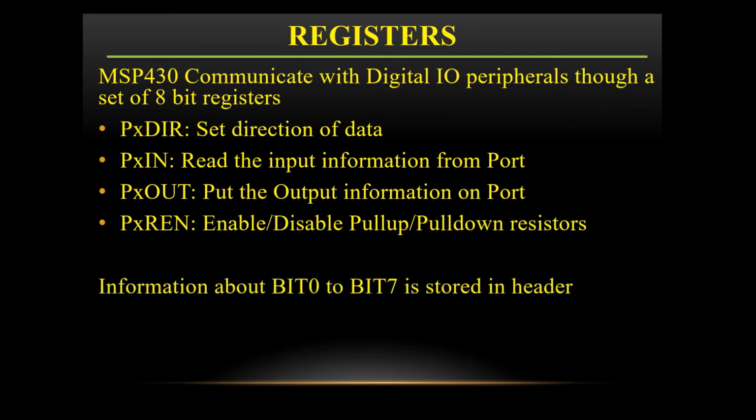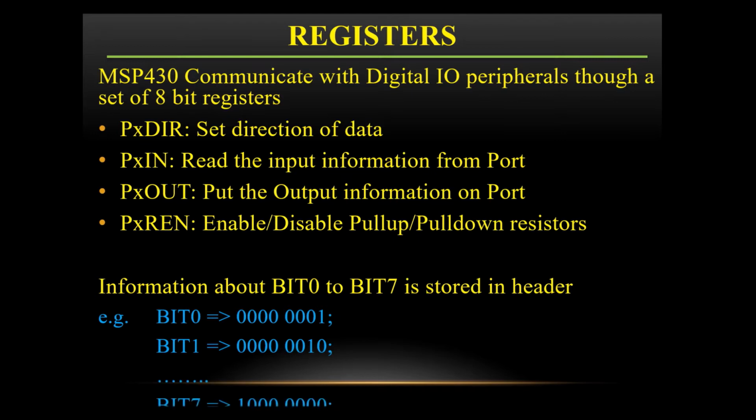During our discussion, we will use various keywords like bit 0, bit 1 to bit 7. Bit 0 means, in an 8-bit register, the least significant bit is 1 and the remaining 7 bits are 0. Similarly, bit 1 means the first bit from LSB is 1 and the remaining bits are 0. Similarly, bit 7 means the most significant bit is 1 and the remaining bits are 0.